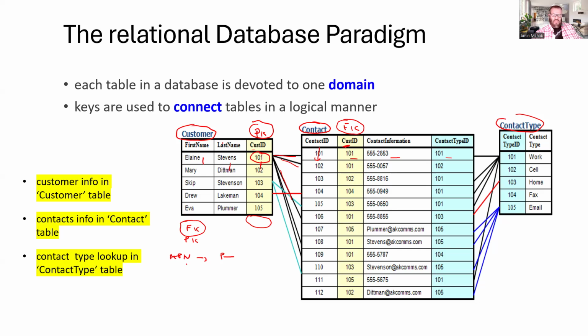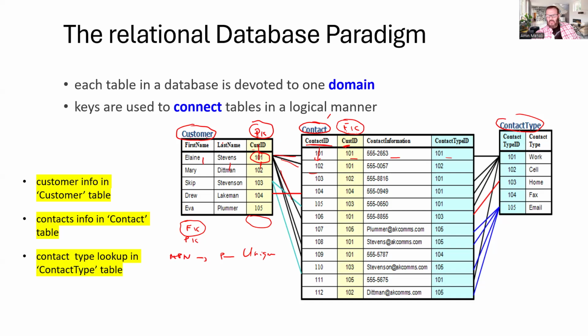The private key is unique, and the foreign key is exactly the private key, but in a different table. That's why we call it foreign. For instance, here the customer ID is the private key, and here it is going to be a foreign key. And in the contact table, the private key is going to be the contact ID, which is unique.